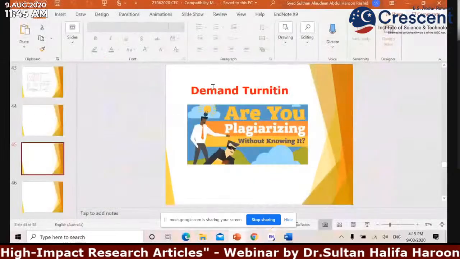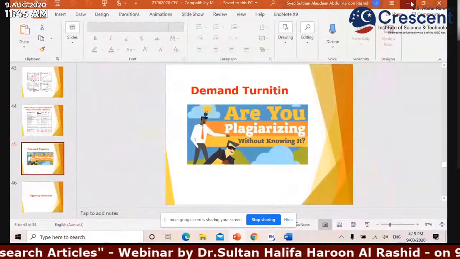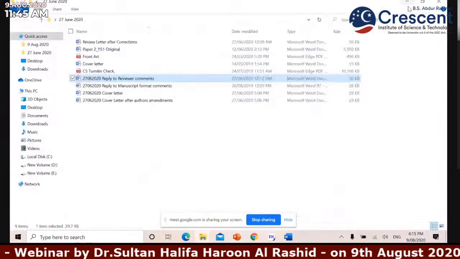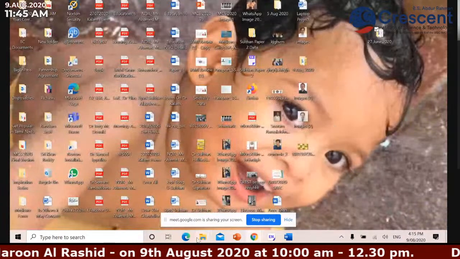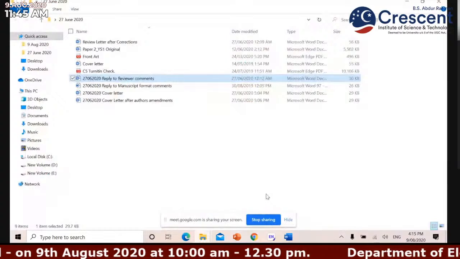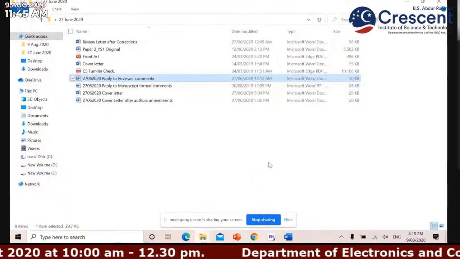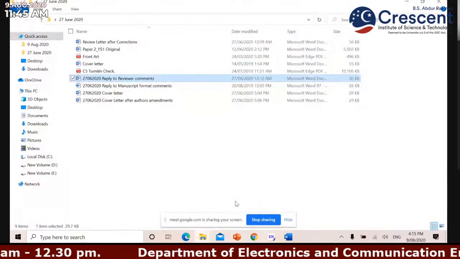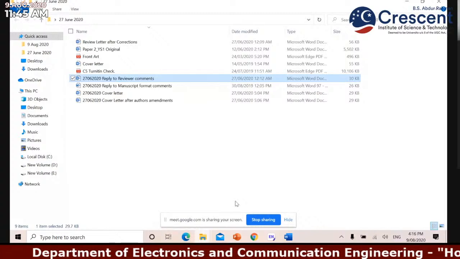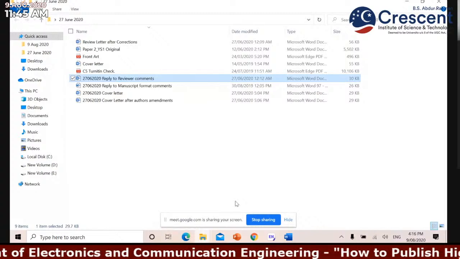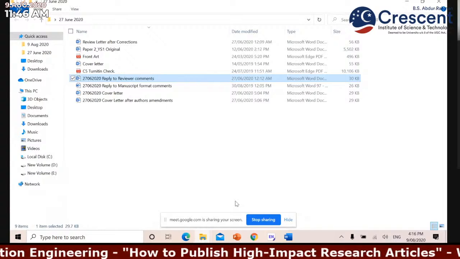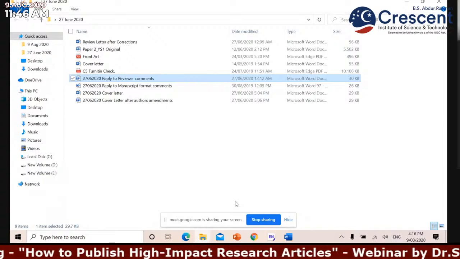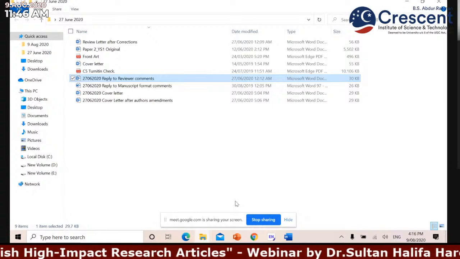But we have a very efficient tool, reviewers. You know what the reviewers do? First thing, they cut, copy, paste your title. The second thing, they cut, copy, paste your abstract. Third thing, they put your entire document into software called Turnitin. This Turnitin is also an artificial intelligence software, which will find every single word that was copied from what sort of sources.